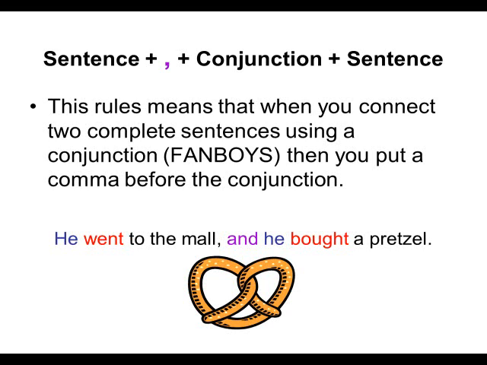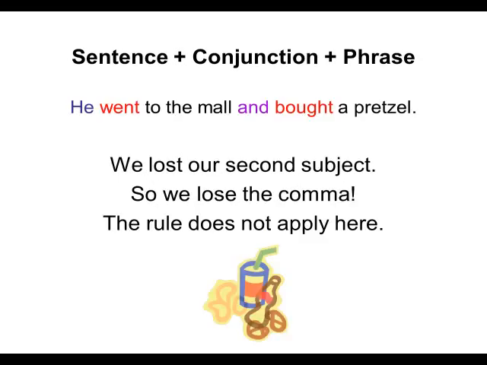But what if this sentence was a little different? If we remove the subject that comes after the conjunction, and the sentence now reads, he went to the mall and bought a pretzel, we no longer have two sentences connected by a conjunction. Therefore, the comma rule does not apply to this sentence, and a comma is no longer required before the word and.